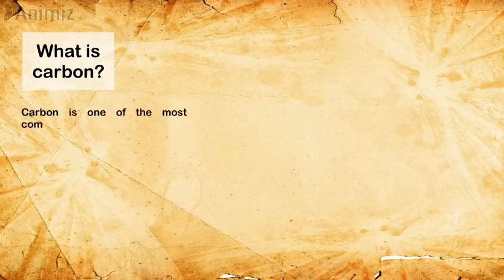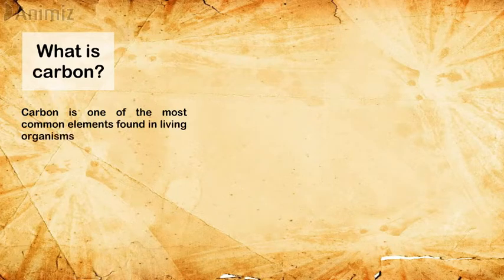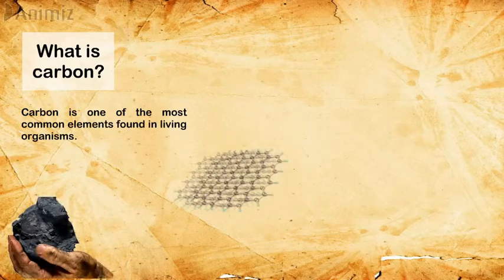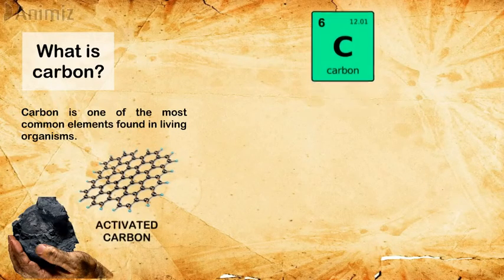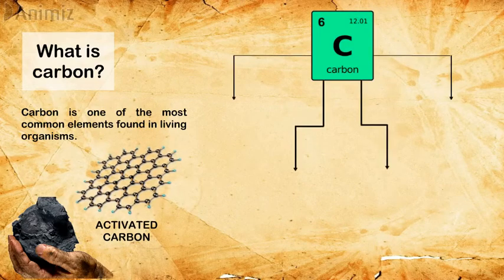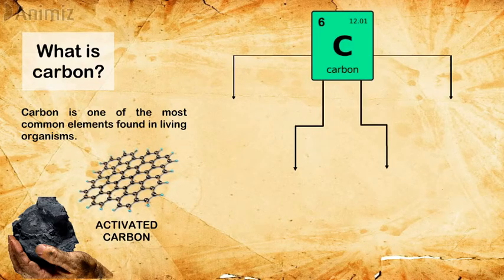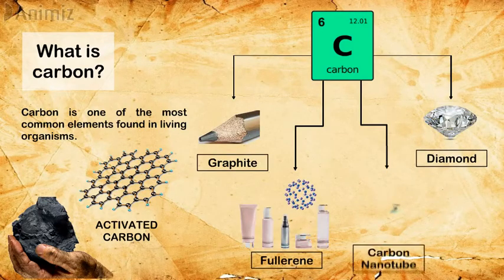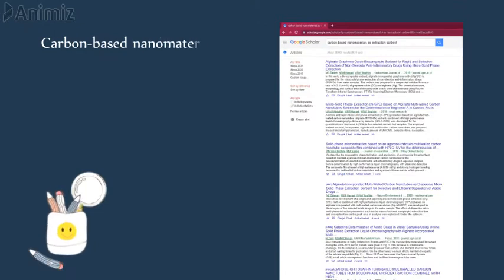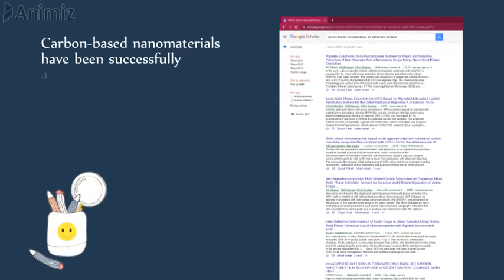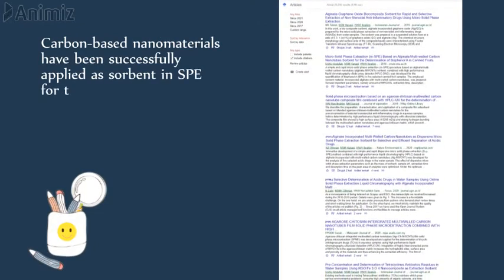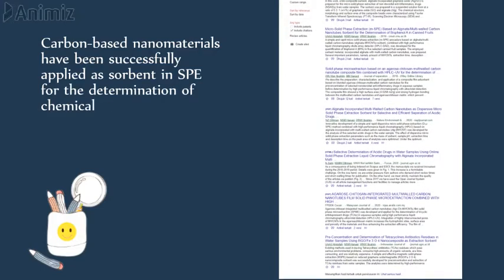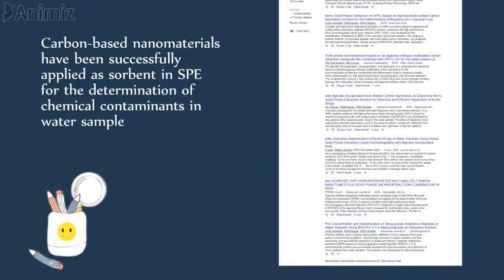Carbon is one of the most common elements found in living organisms. The atoms of carbon can bond together in diverse ways, resulting in various allotropes of carbon such as graphite, diamond, fullerene and carbon nanotubes. These carbon-based nanomaterials have been successfully applied as the sorbent material in SPE for the determination of chemical contaminants in water samples.